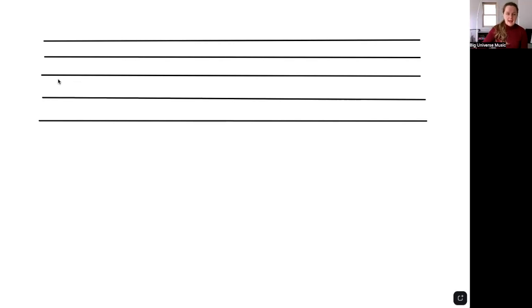Our musical note A lives in the 2nd space. And then the notes simply go in alphabetical order, alternating between line and space. That's A, B, C, D, E, F, G. That's all there is to it.